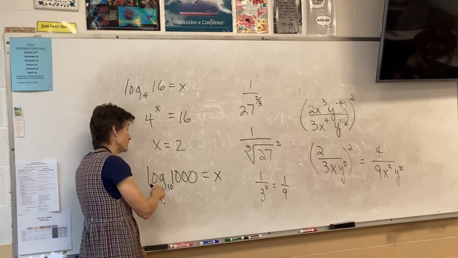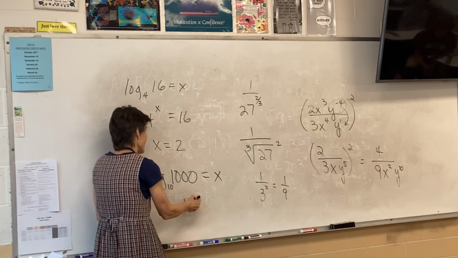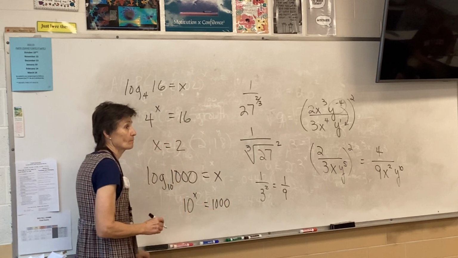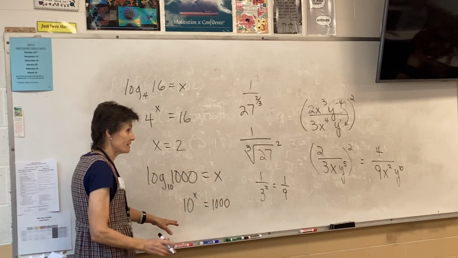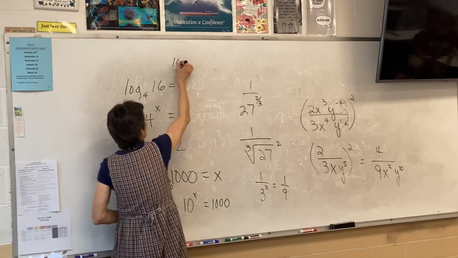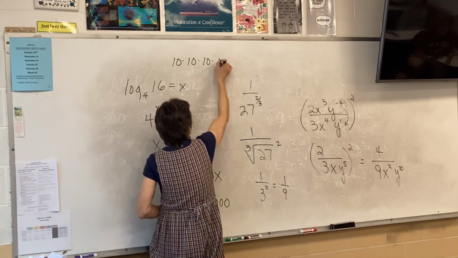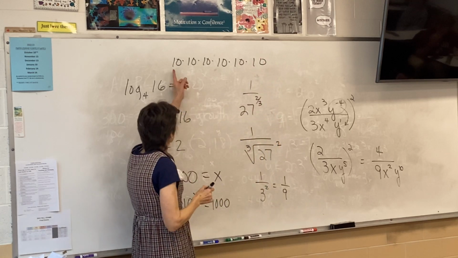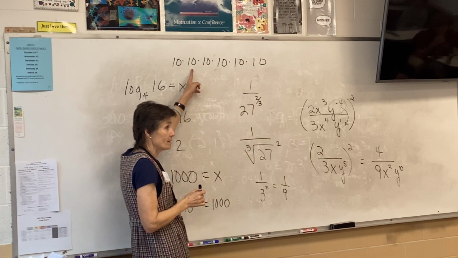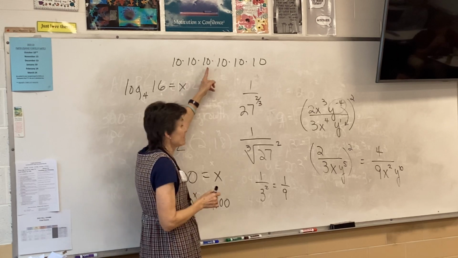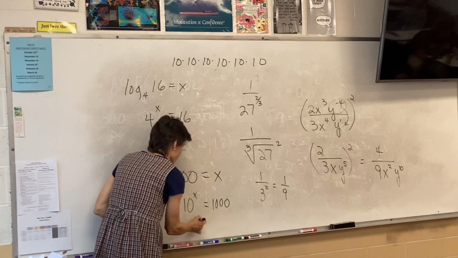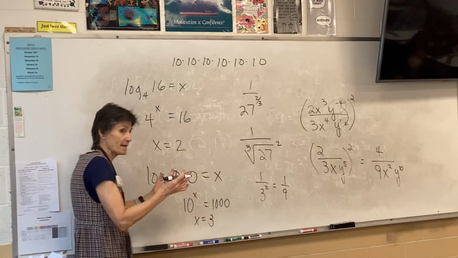So now you can looky-loo if you wish. 10 to the X equals 1,000. So this means how many 10s times each other does it take to get to 1,000? Well, 10 times 10 would be 100, times another 10 would be 1,000, so X equals 3, or the answer is 3.